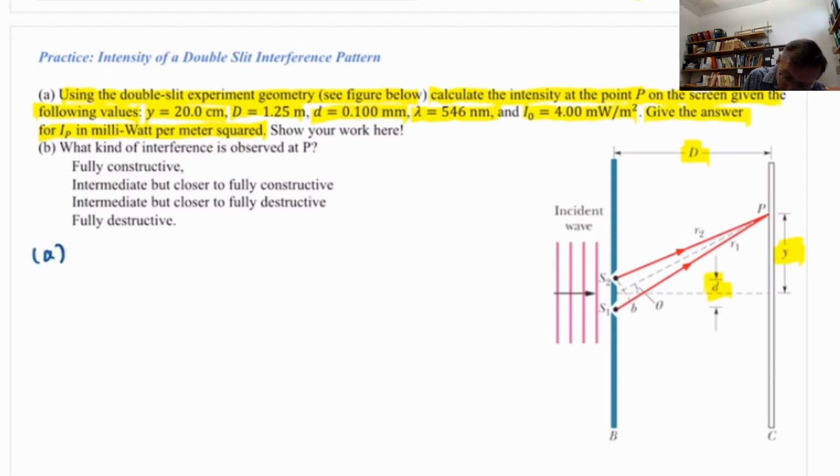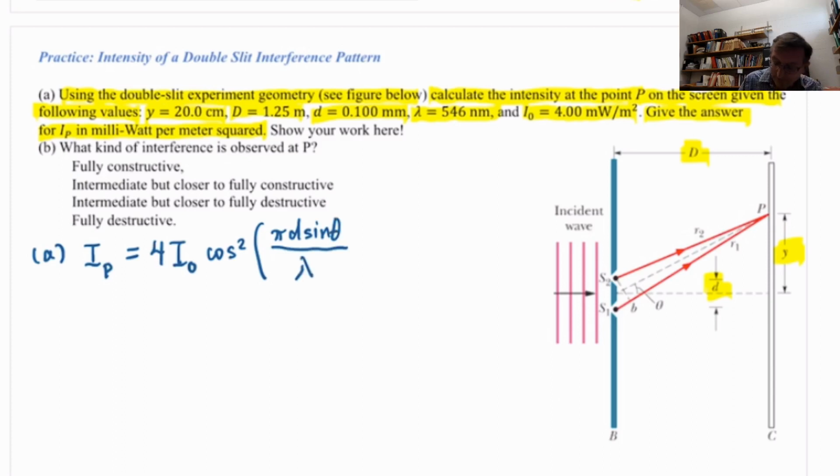Okay, so let's write down the formula for the intensity we will observe at the point P. Just going to use the formula I showed you. 4 times the intensity from a single slit, cosine squared of pi little d sine theta over lambda. And we have to figure out the right values to put in. A lot of these values were given. We're given I0 directly. We're given little d directly. We're given lambda directly.